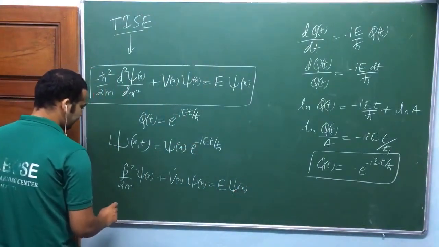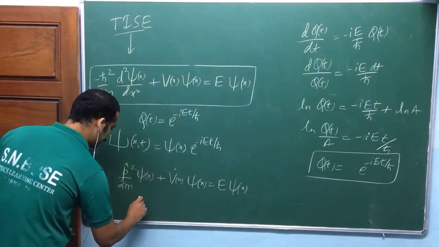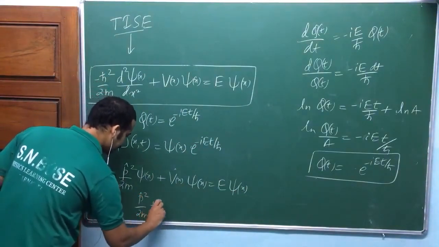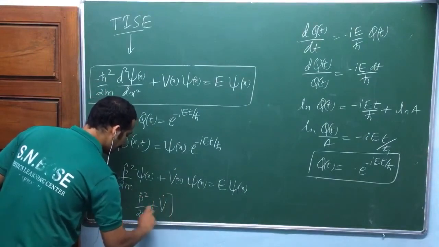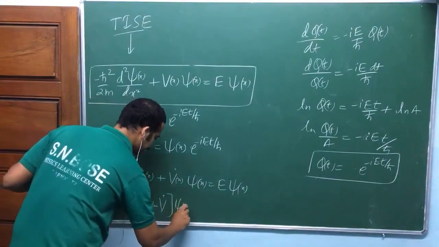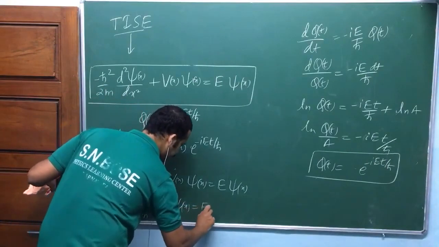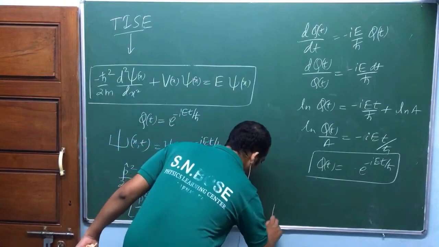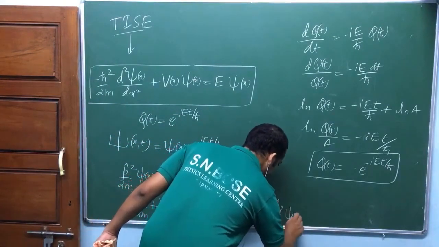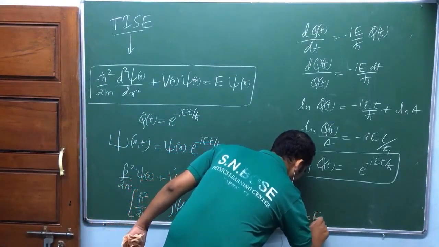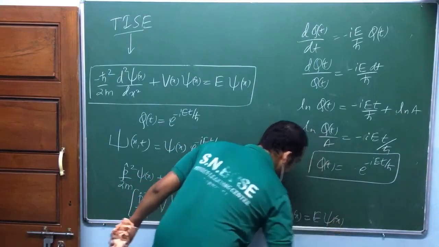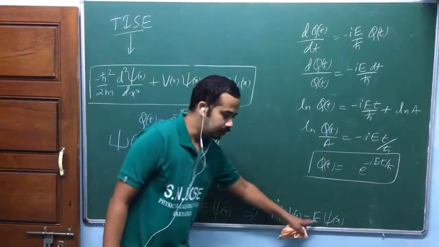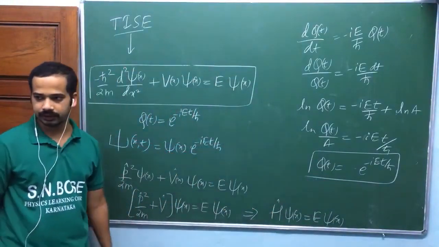Now this whole thing I am going to write as p cap square by 2m, p of x here, plus v cap operating on psi of x is equal to E into psi of x. This one I am going to write as Hamiltonian operating on psi of x is equal to E into psi of x, where E is a separation constant. I still have to argue how that is energy. Is that okay?